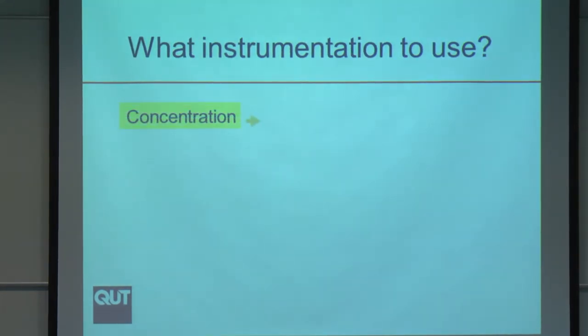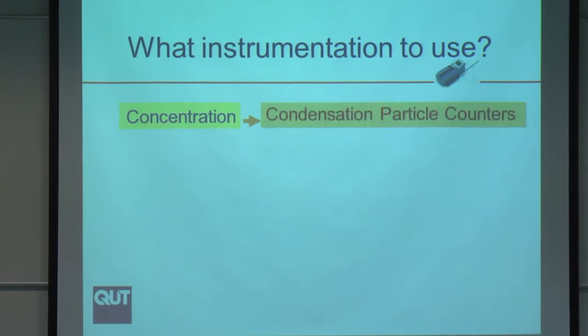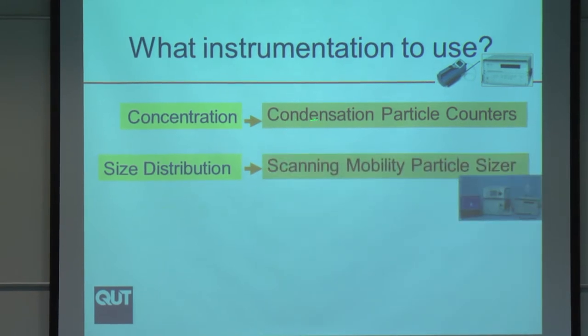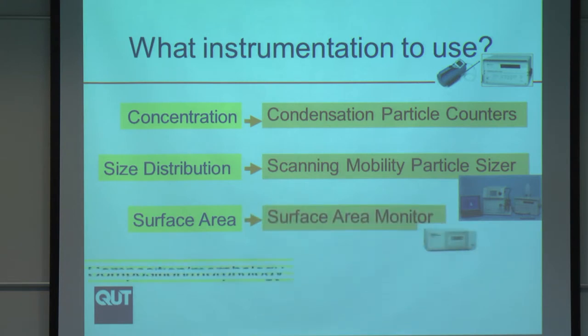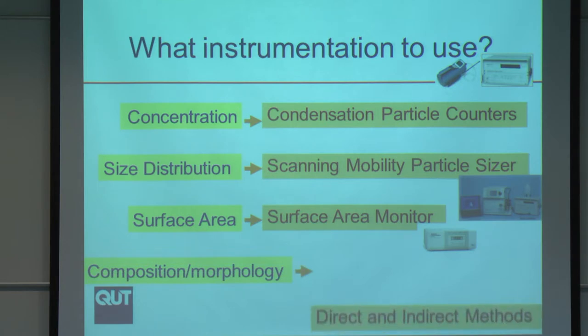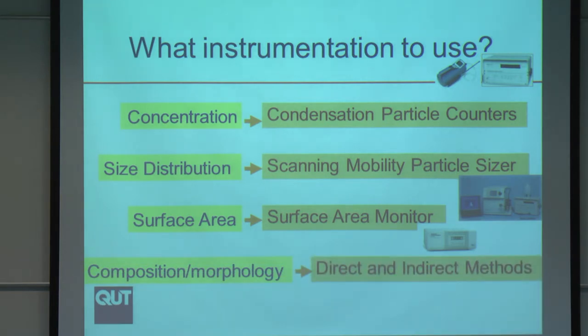What instrumentation to use? Again, there is a selection of different options, starting with concentration, which is up to now usually measured by condensation particle counters, but there's a new family of interesting instruments coming, and that nanotracer, which I showed you, is one of them, where it's not measured based on condensation on the particles, but on charging the particles and the current. So then we've got size distribution devices like the scanning mobility particle sizer. Surface area, but here we are not talking about a family of instruments. I know about basically two instruments which could do this, and there are some issues with them.